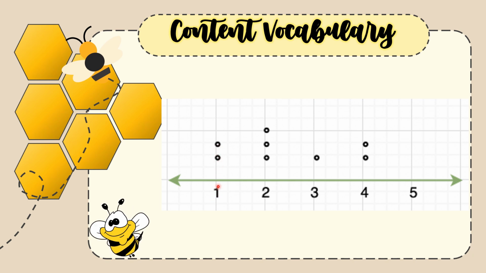For number 1, the frequency is 2. For number 2, the frequency is 3. For number 3, the frequency is 1. And for number 4, we have 2 frequencies. And for number 5, there are no occurrences for this number. So this is an example of a line plot.